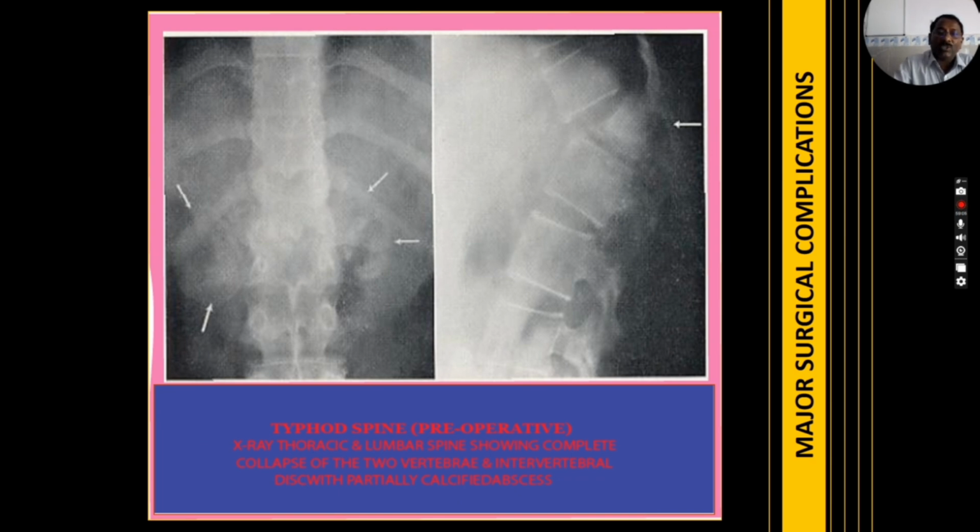X-ray of the thoracic and lumbar spine showing complete collapse of the two vertebrae and the intervertebral disc with partially calcified abscesses. You can appreciate it here at the arrow. There is wedge compression of the vertebra.